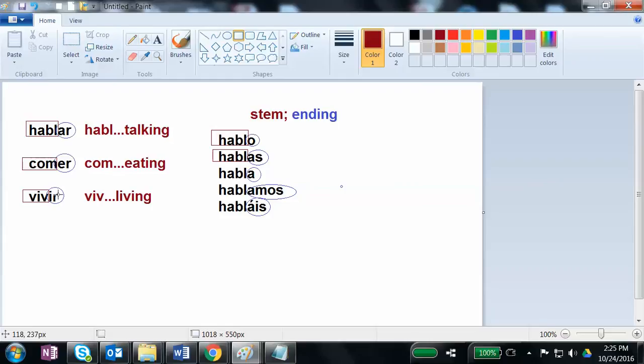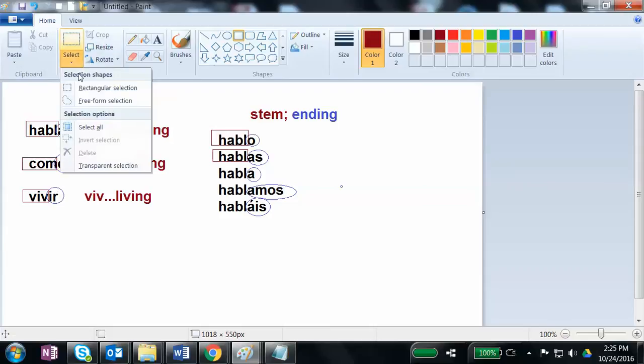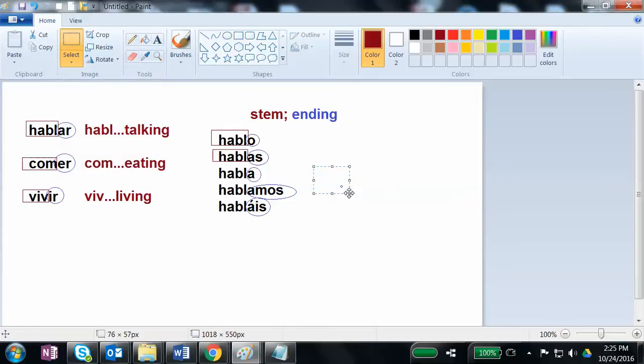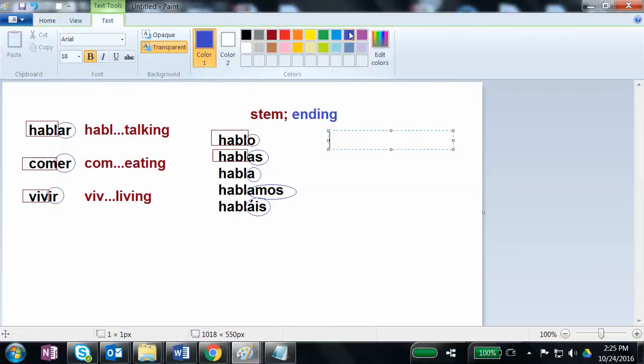Now, there are some verbs that are irregular. And when a verb is irregular, what it means is that it is not going to get the ending that is associated with it. For example, ser. Okay, so ER endings look like this: O, ES, E, EMOS, EIS, and EN. Those are our ER endings.